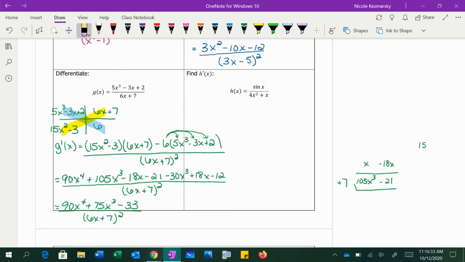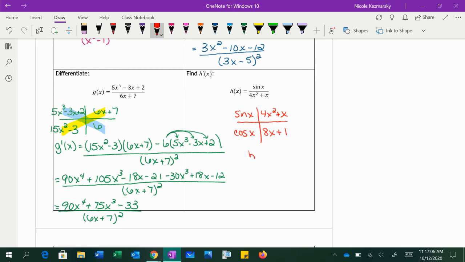So I'm going to go ahead and erase this multiplication box over here so that I have room to do the next one. Because for the next one, when I set up my box, sine of x goes in the upper left, 4x squared plus x goes in the upper right. The derivative of sine is cosine of x. The derivative of 4x squared is 8x. The derivative of x is 1.